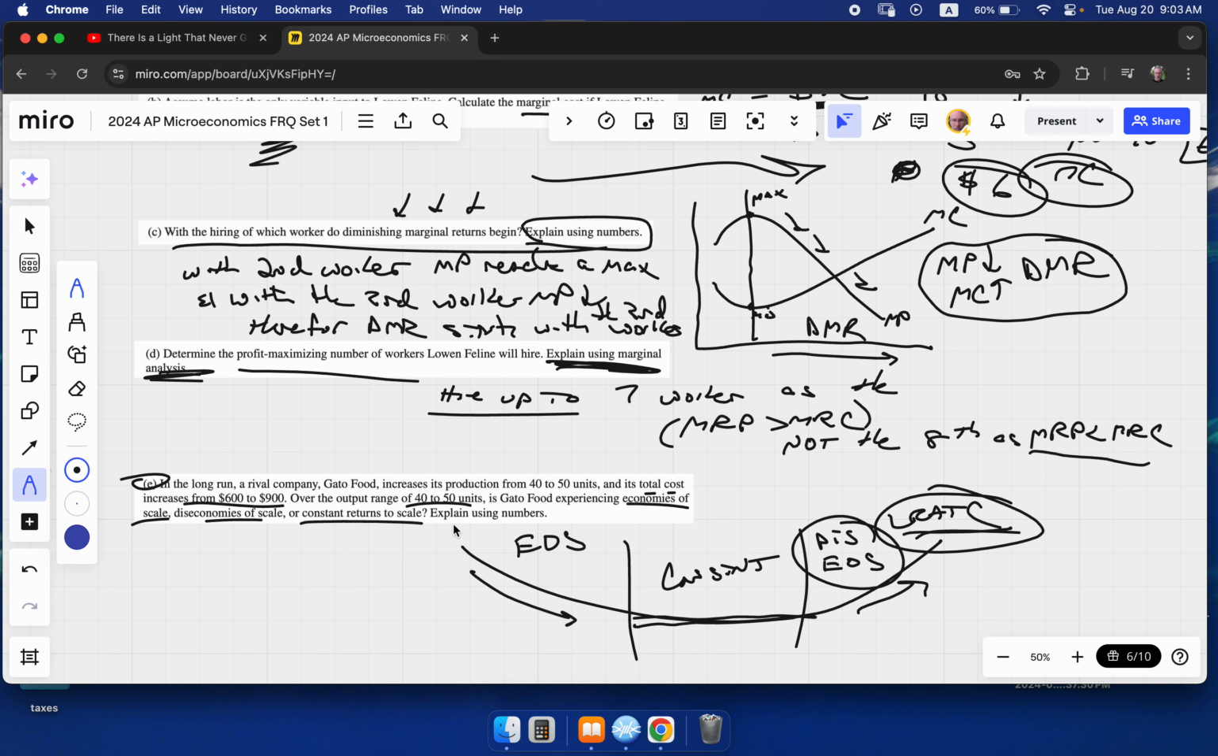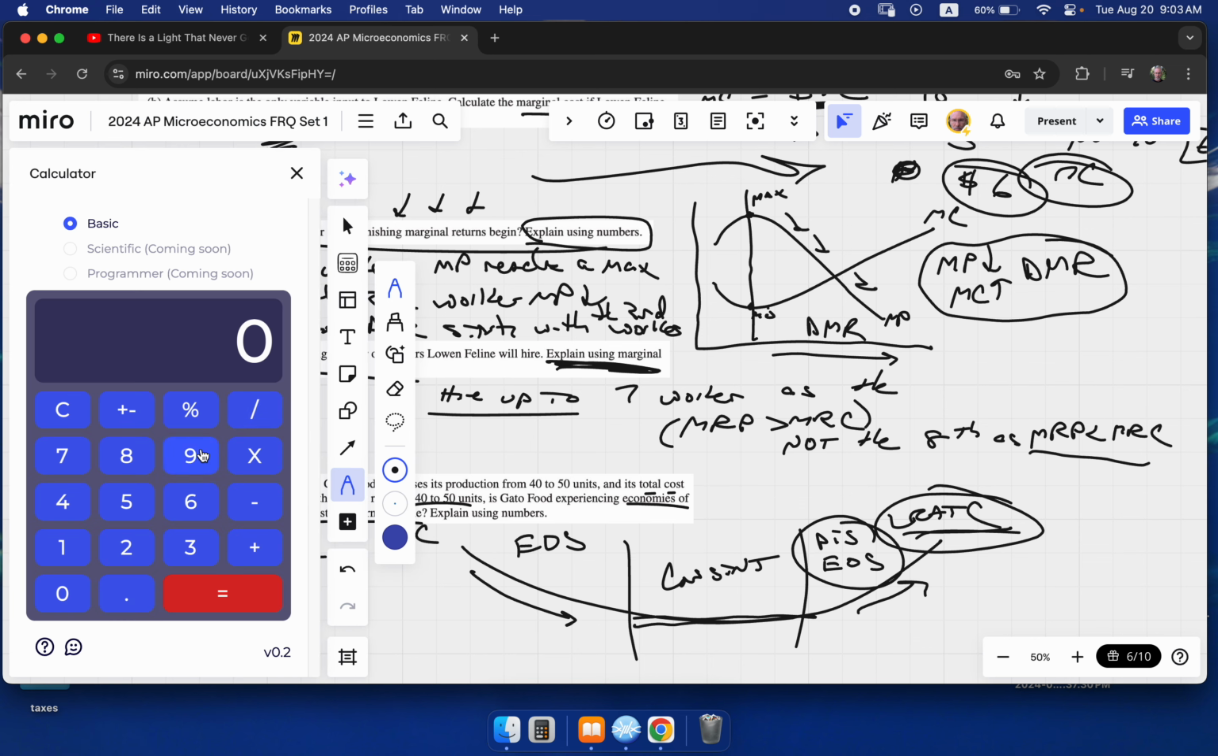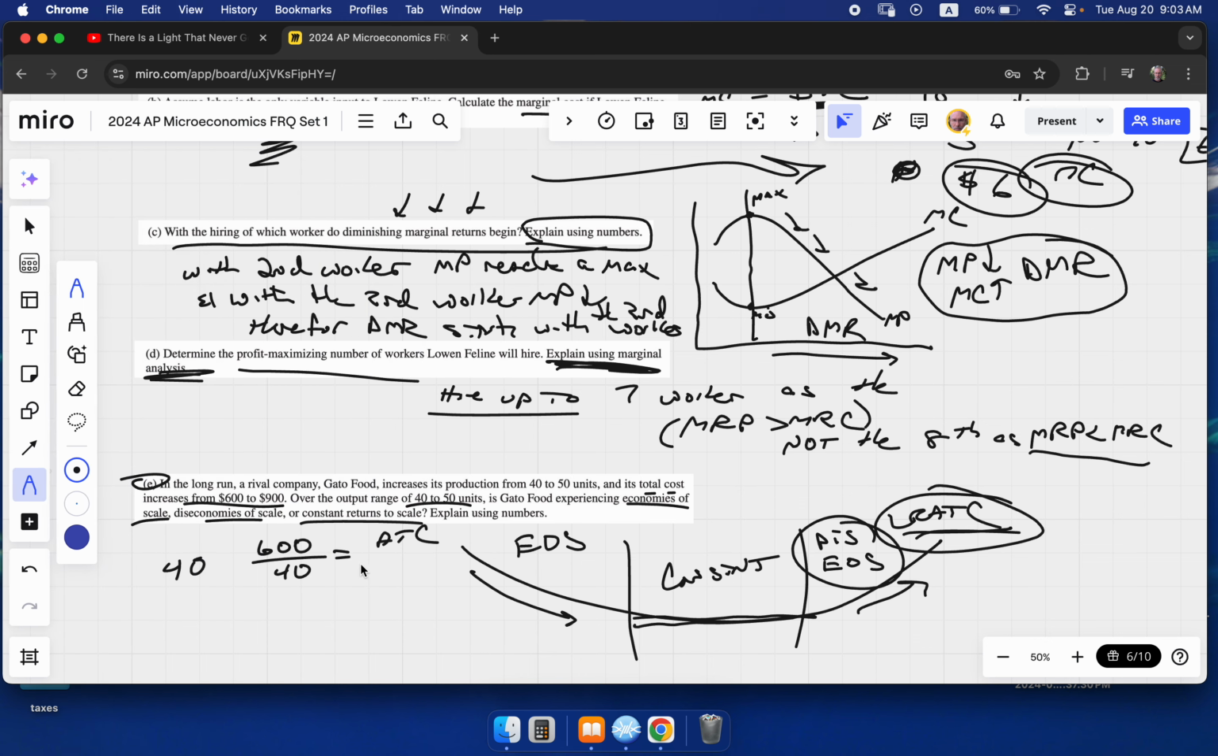So when we look up here, we recognize that at 40 units, our total cost was 600. So if we take that total cost and divide it by quantity, that's going to give us an average total cost. And our average total cost, again, trusty calculator, 600 divided by 40 is 15. So our average total cost is 15.